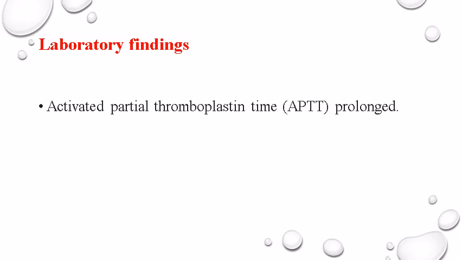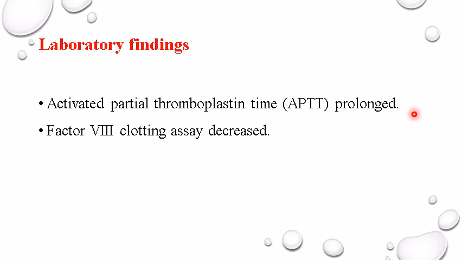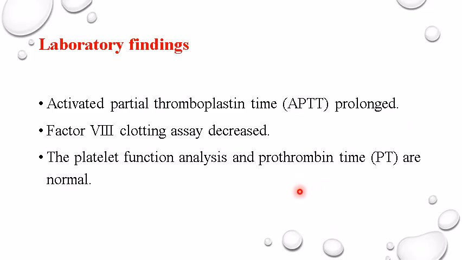How do we diagnose hemophilia A? As we said, hemophilia A is a factor 8 deficiency. So what we expect in the laboratory investigations is that tests of the pathway involving factor 8 will be prolonged. So the activated partial thromboplastin time, aPTT, will be prolonged. On the other hand, PT, which mainly measures the extrinsic pathway, is usually normal. When we measure factor 8, it will be markedly decreased. Platelet function is usually normal, as there is no abnormality in prothrombin time.